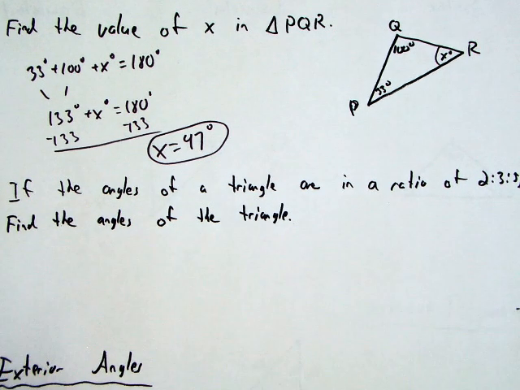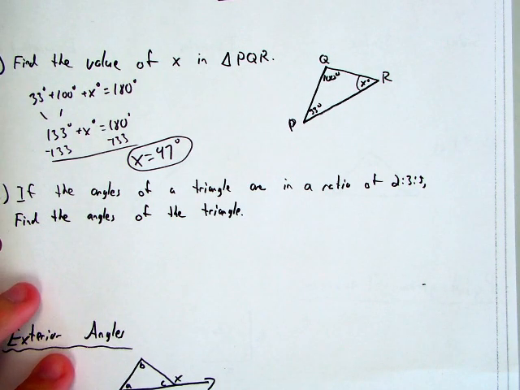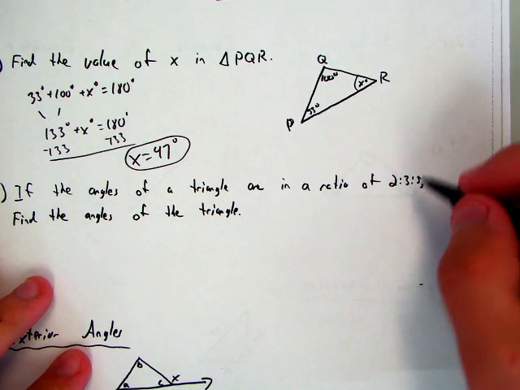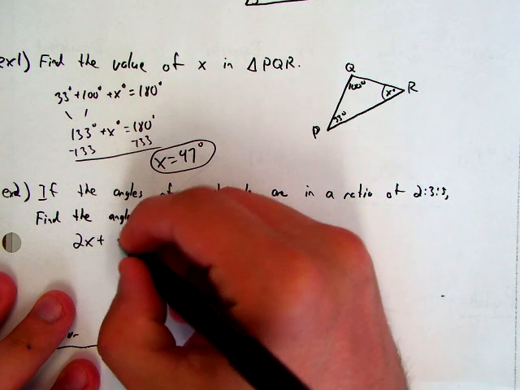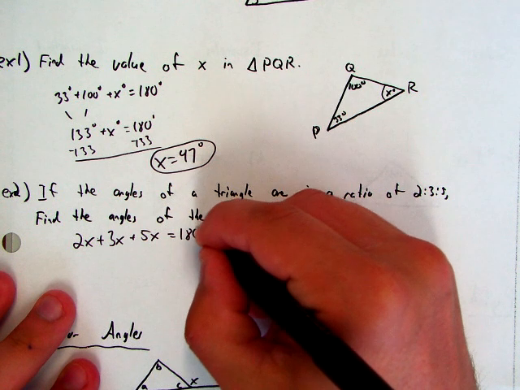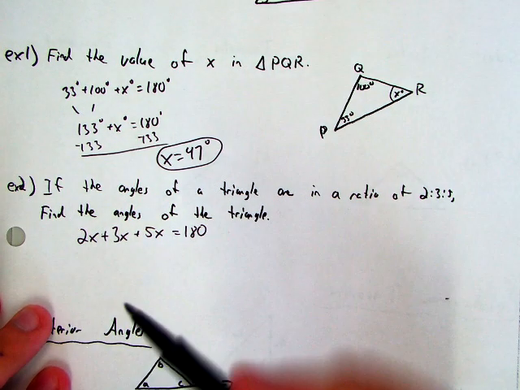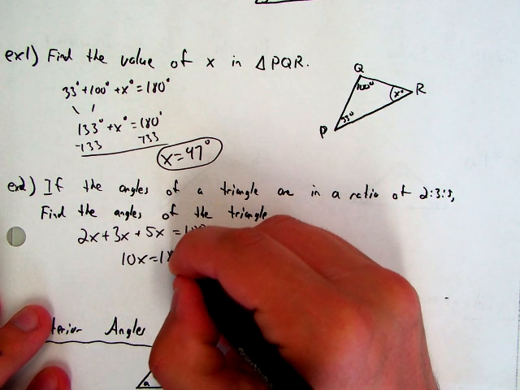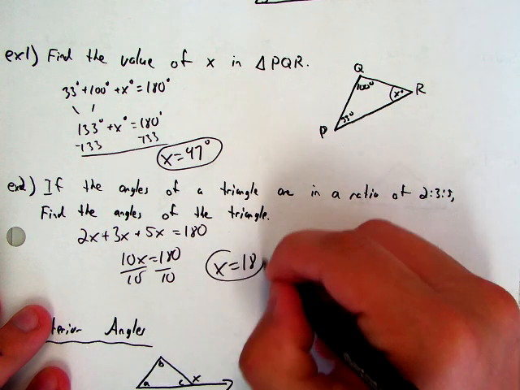Example 2, however, is a little bit more difficult. It says if the angles of a triangle have a ratio of 2 to 3 to 5, find the angles of the triangle. So instead of leaving it as 2 to 3 to 5, I'm going to say that 2 is 2x, 3 is 3x, and 5 is 5x, because I know that this would then have a ratio of 2 to 3 to 5. Combine like terms, 2x and 3x and 5x is 10x. Divide by 10, you get x equals 18.